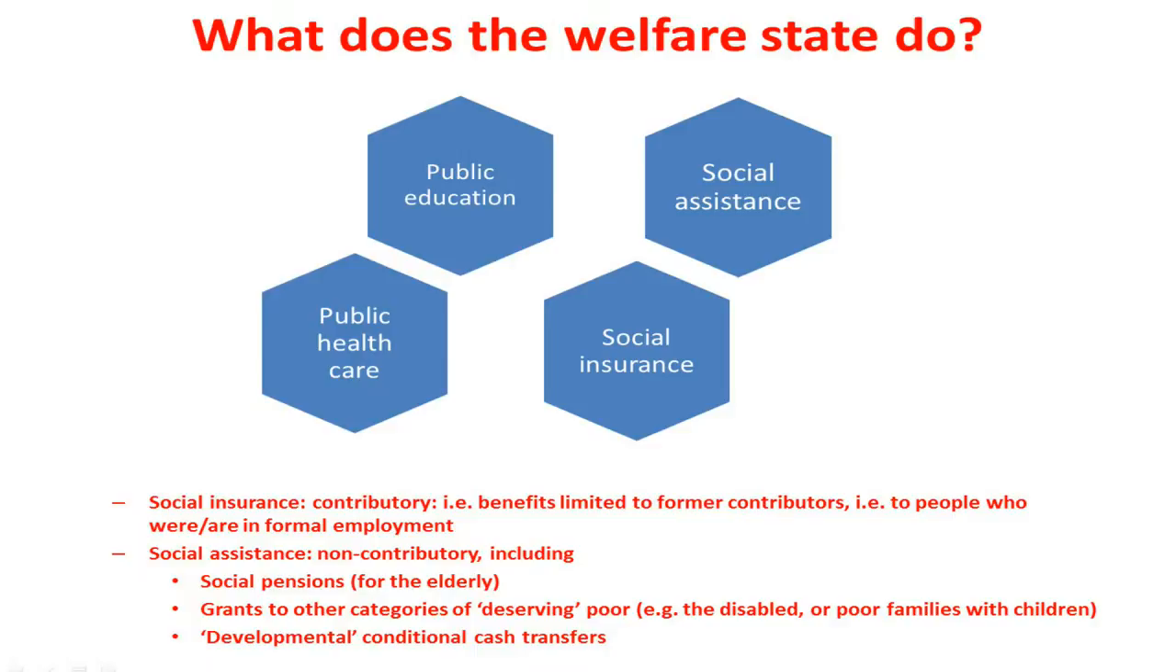But, of course, income maintenance can take two forms, and I'm going to say a lot more about this today. The standard difference that we might focus on is the difference between social insurance, contributory programs, and social assistance, so-called non-contributory programs, social pensions for the elderly, conditional cash transfers, and so on.